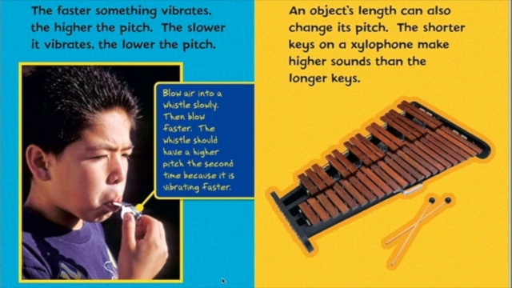Blow air into a whistle slowly and then blow faster. The whistle should have a higher pitch the second time because it is vibrating faster. An object's length can also change its pitch. The shorter keys on a xylophone make higher sounds than the longer keys.